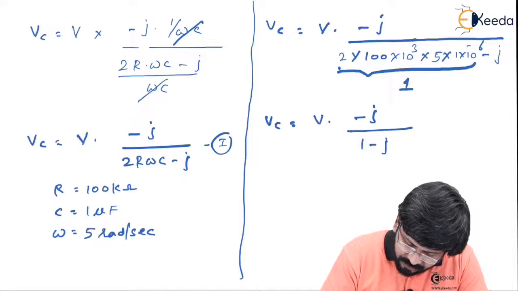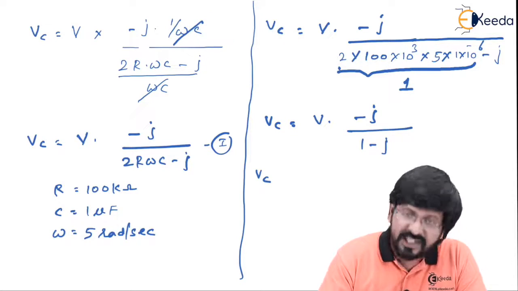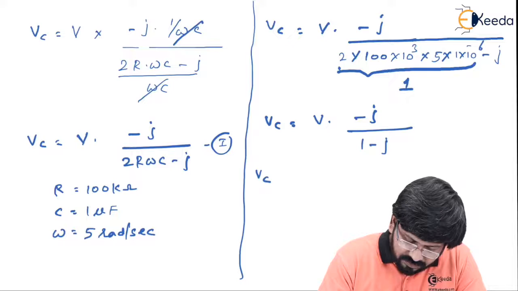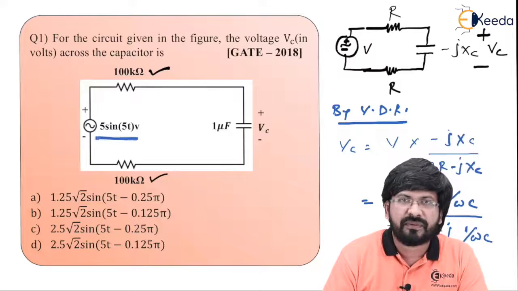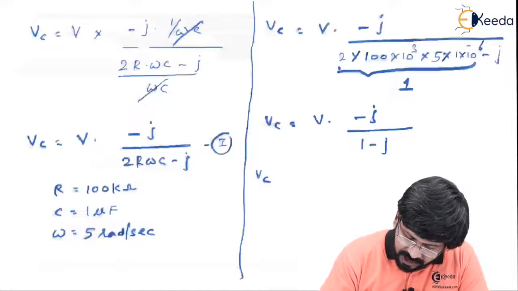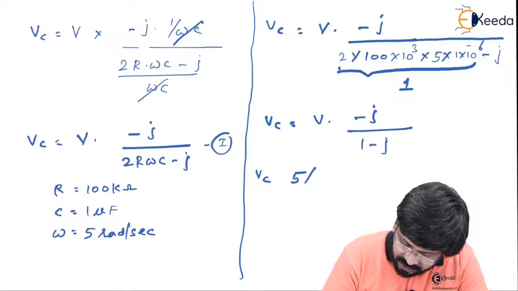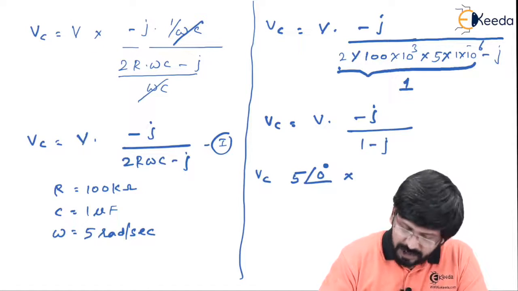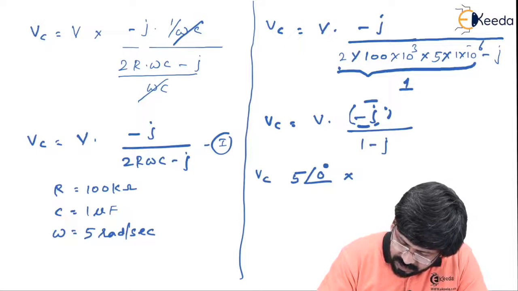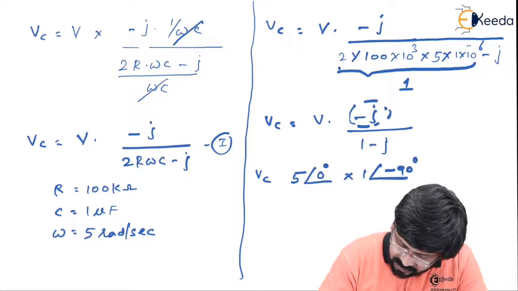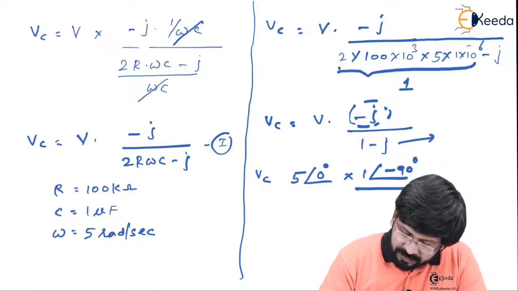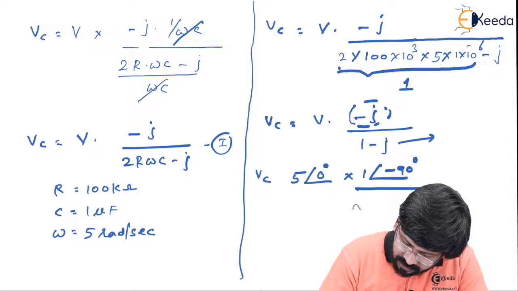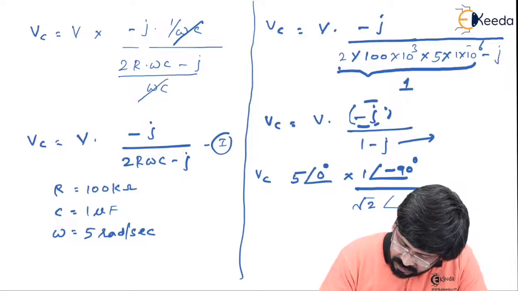Now to solve this, we need to substitute the value of V. Let's see what the value of V was in the question. As you see, the supply voltage is 5 sin 5t. I can write 5 sin 5t as 5 at an angle of 0 degree, multiplied by minus j, which can be replaced with 1 at an angle of minus 90 degree. Whereas 1 minus j can also be converted into polar form. The magnitude will become root 2 at an angle of minus 45 degree.